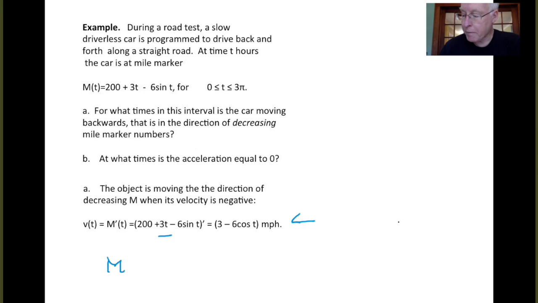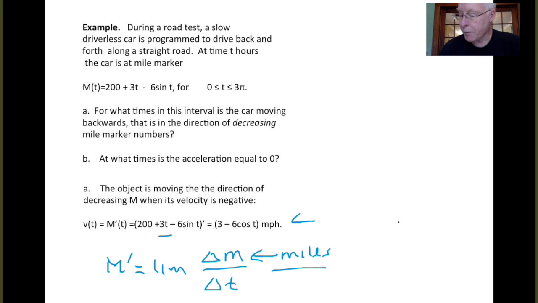Remember, m prime, by definition, is the limit of the change in m, I'll call that delta m, divided by the change in t, delta t. M has units miles, that's the problem statement. T has units hours, and so miles per hour, or mph. So in physical problems, remember that derivatives have units. It's important to always include those units, and the units are very easy to get. It's just the units of the output divided by the units of the input, as we see right here.